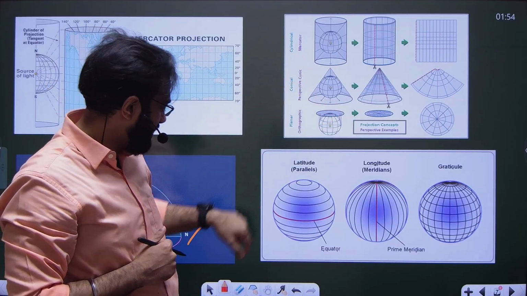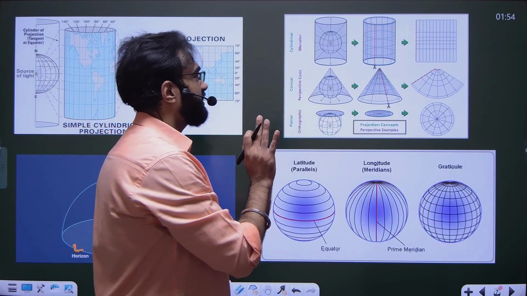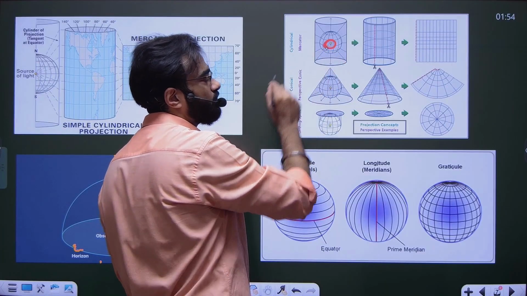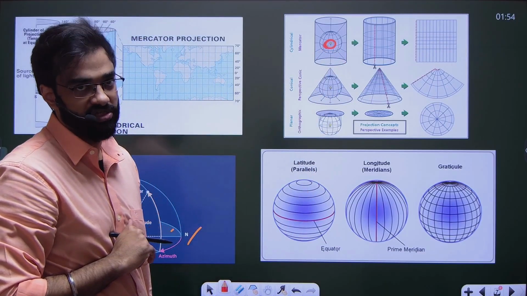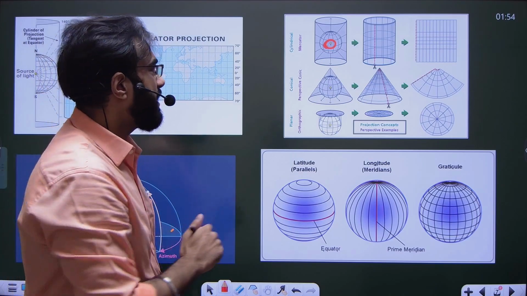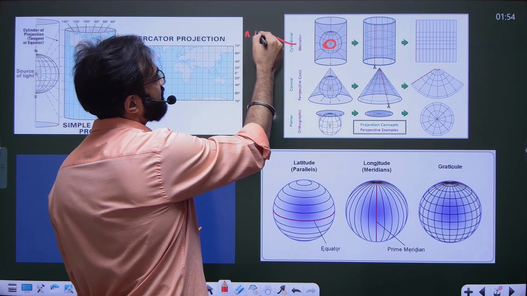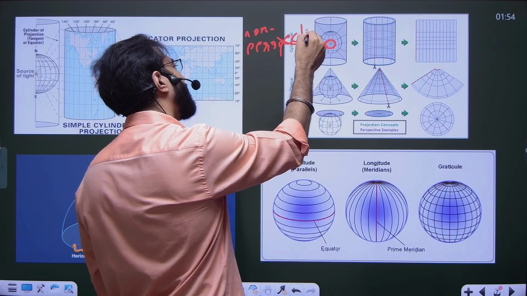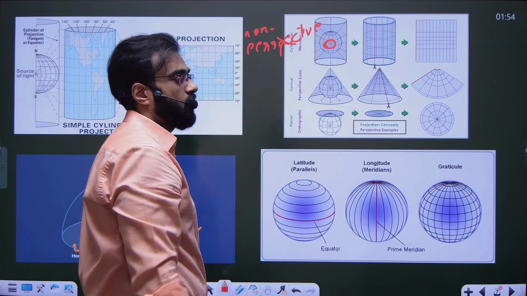Now, I would just like to point out a mistake here. A light source is shown, which is incorrect for Mercator projection. Why? Because Mercator is a non-perspective projection. There are two types of projections, perspective and non-perspective.